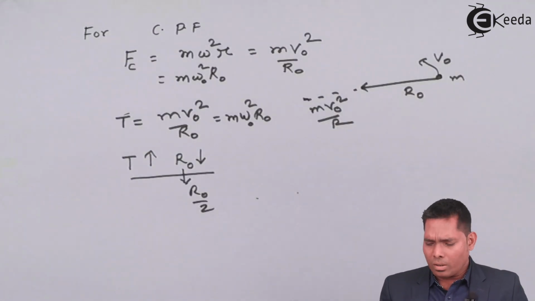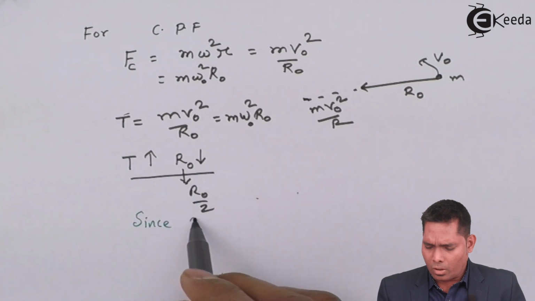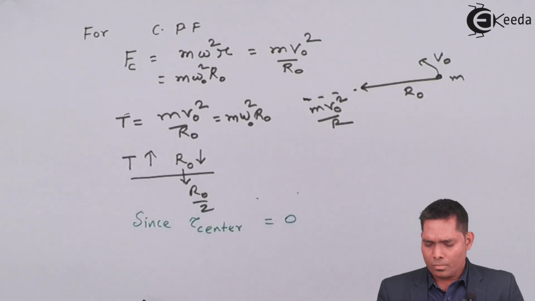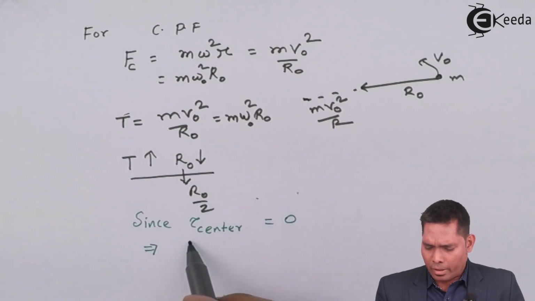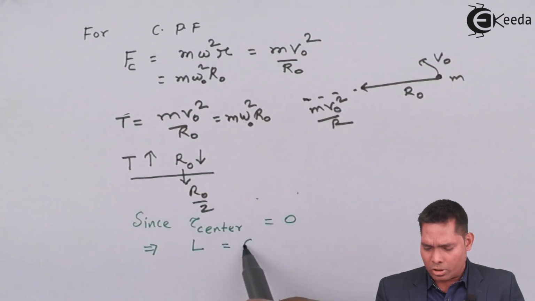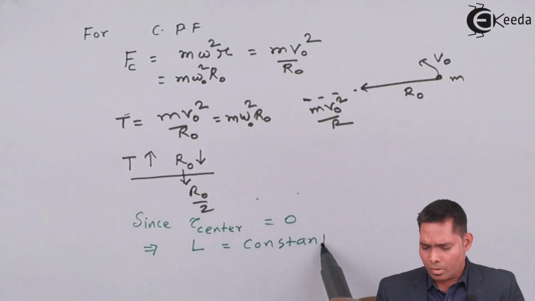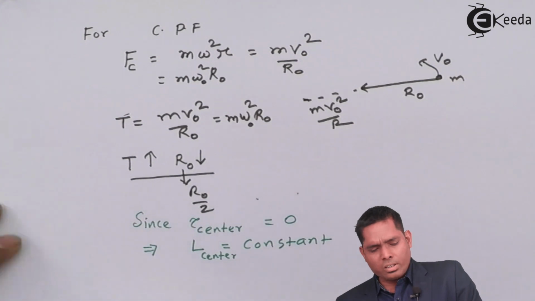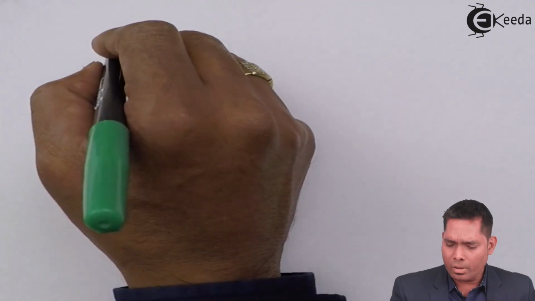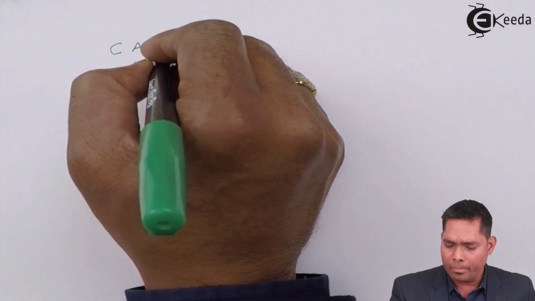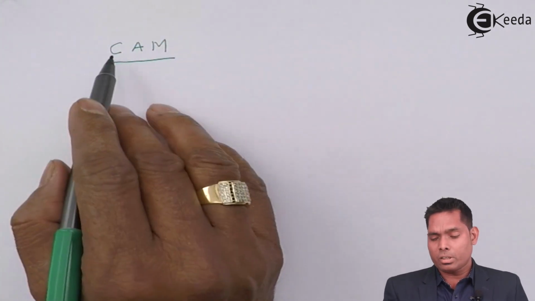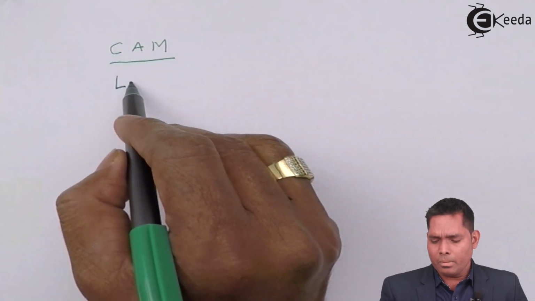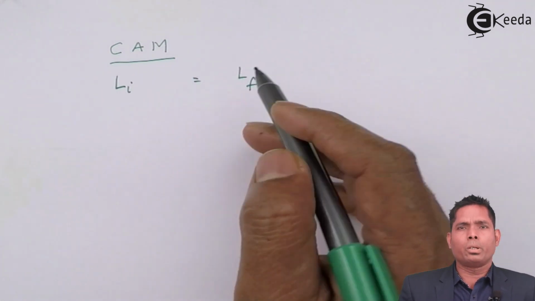So since torque about the center of the circle is 0, that implies the angular momentum is constant about the center. It will remain conserved. If it is conserved, then I will apply conservation of angular momentum. The initial angular momentum and the final angular momentum have to be equated.